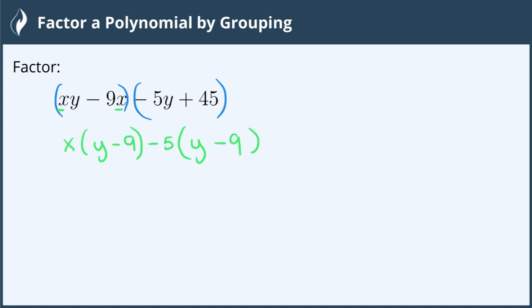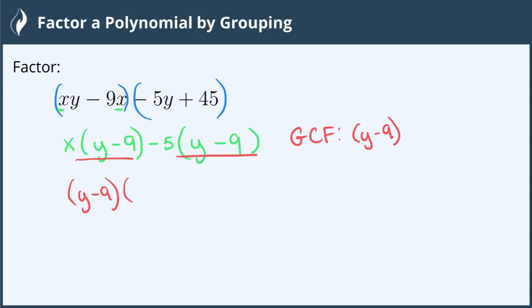And the reason we did that is now I have two more terms that match, y minus 9. So my new greatest common factor here is y minus 9. So we're going to factor that, pull it out to the very front. So we have y minus 9 being the greatest common factor, and what's left goes in the parentheses behind it.